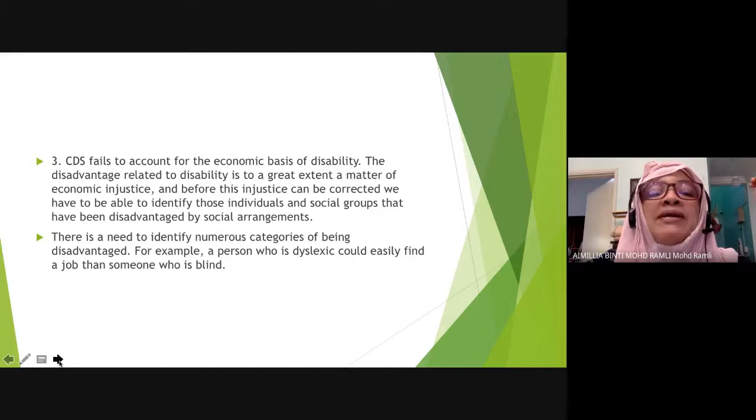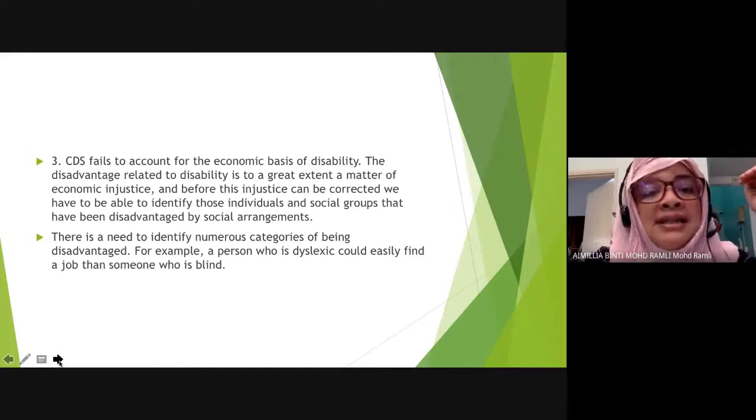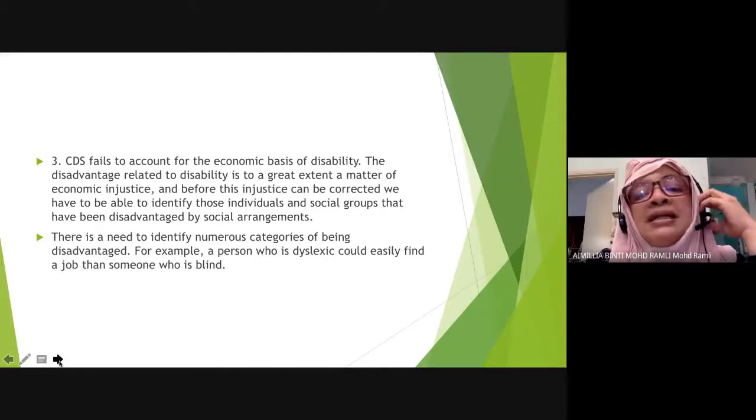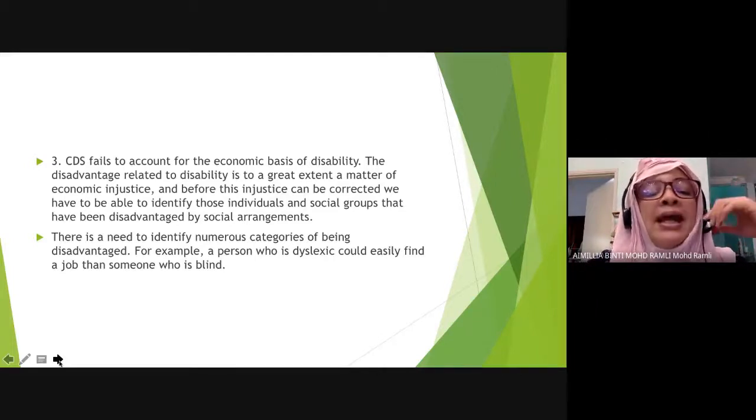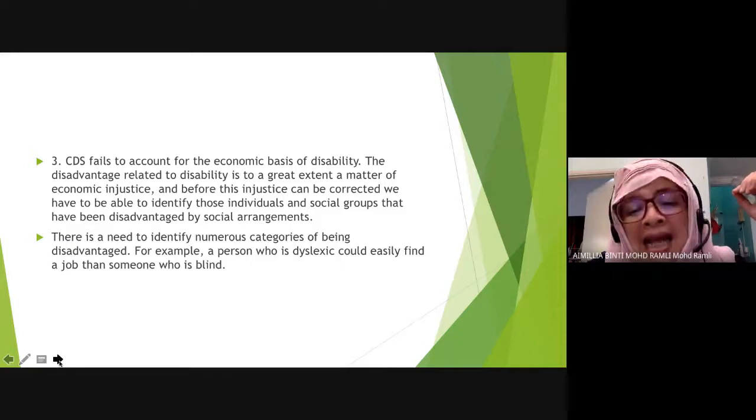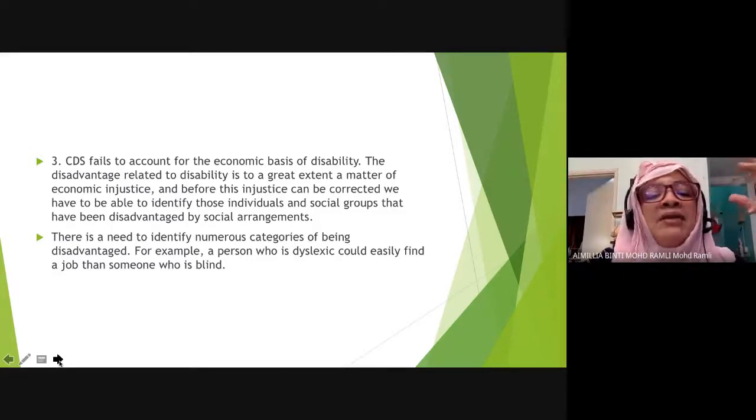CDS also fails to account for the economic basis of disability. The disadvantage related to disability is to a great extent a matter of economic injustice. Before this injustice can be corrected, we have to be fully able to identify those individuals and social groups that have been disadvantaged by social arrangements. For example, you need to identify the numerous categories of being disadvantaged. A person who is dyslexic could more easily find a job than someone who is blind.